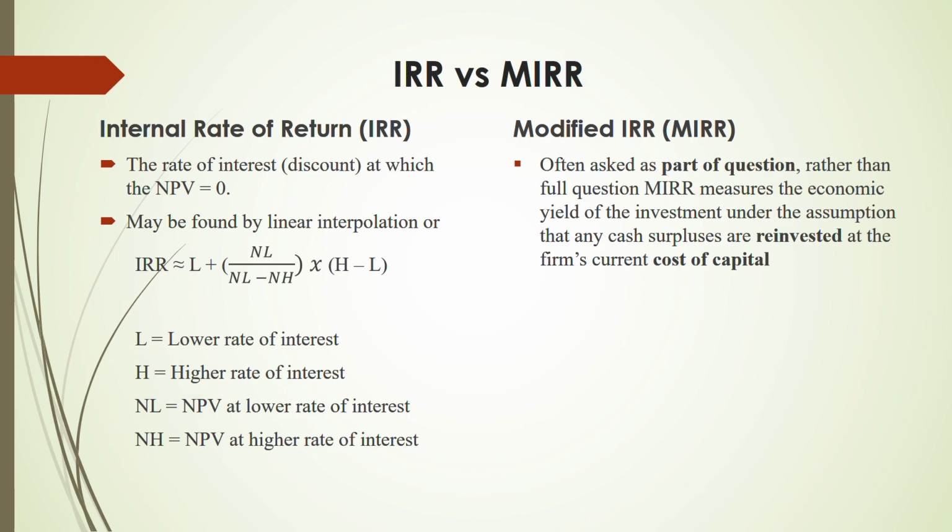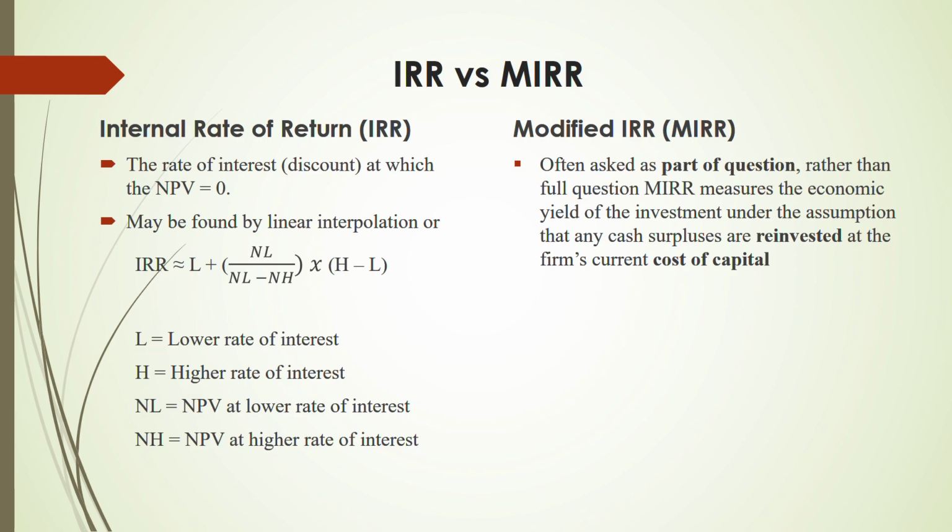MIRR, the difference from IRR is that this is reinvested at the firm's cost of capital. That means whatever the cash inflow and outflow you have, when you have to discount, you are discounting it by using the cost of capital. This is very similar to net present value. That's why preference is given more to MIRR.